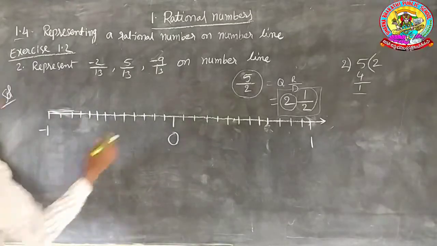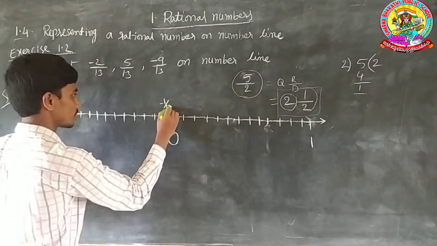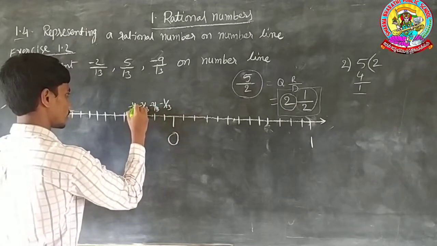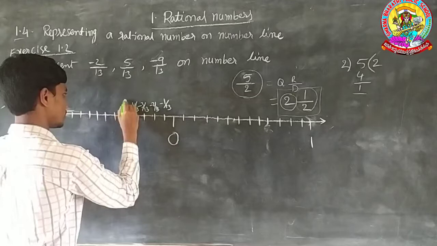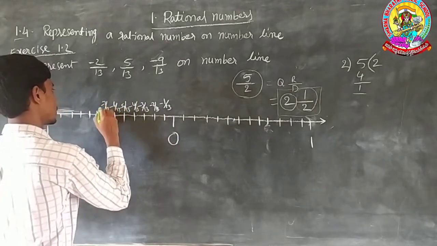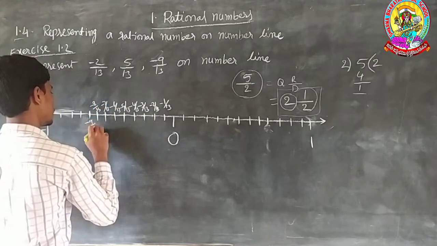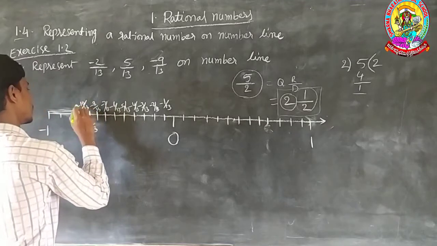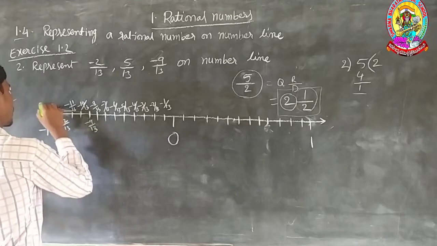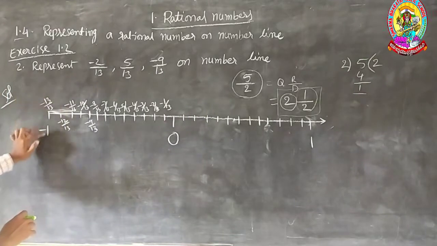Here it is minus, so write each fragment value. That is the first one minus 1 by 13, minus 2 by 13, minus 3 by 13, minus 4 by 13, minus 5 by 13, minus 6 by 13, minus 7 by 13, minus 8 by 13, minus 9 by 13, minus 10 by 13, minus 11 by 13, minus 12 by 13, minus 13 by 13. The 13s cancel each other, and that value is minus 1.